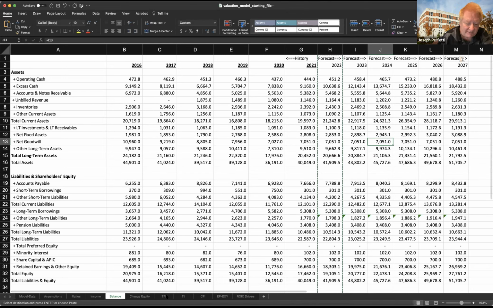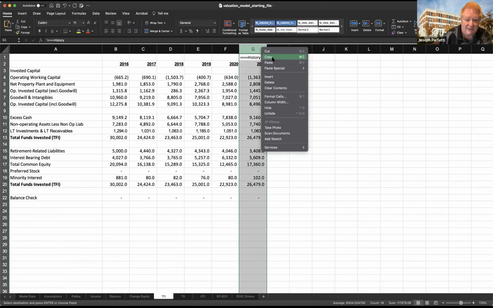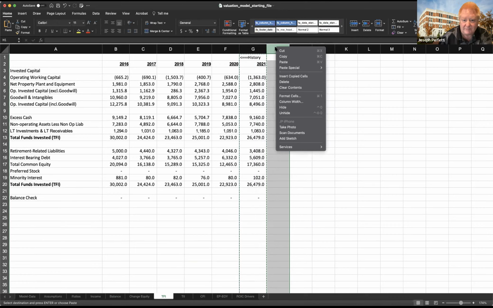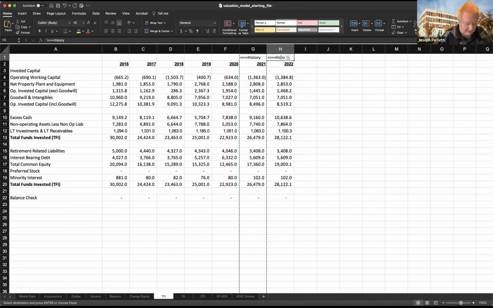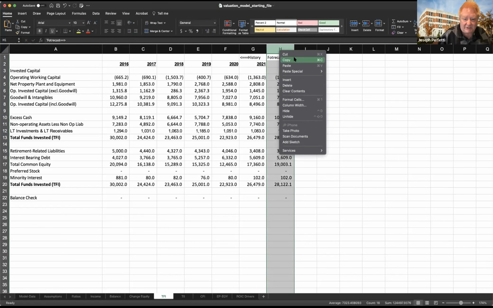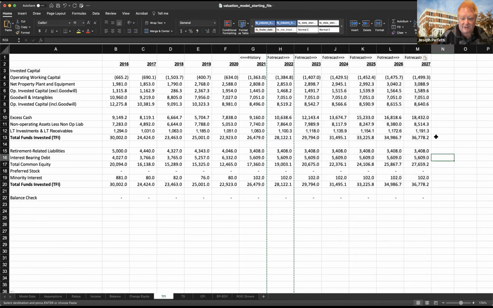I then go to my TFI. Now that I have balancing balance sheets, I can forecast the TFIs for those balancing balance sheets. Take column G, which is mapped to my balance sheet, copy it, go to column H, right click, paste. This is now a forecast. Change the label in cell H1. Take column H, copy it, go to column M, paste it. I now have 6 years worth of forecasted TFIs that also balance for Nokia through 2027.